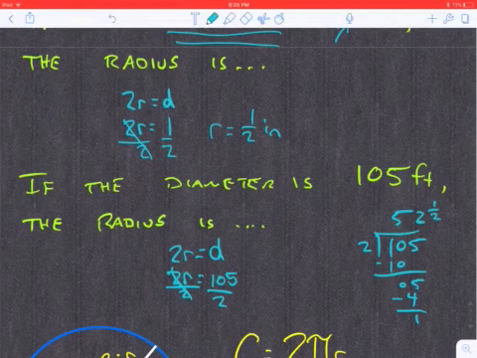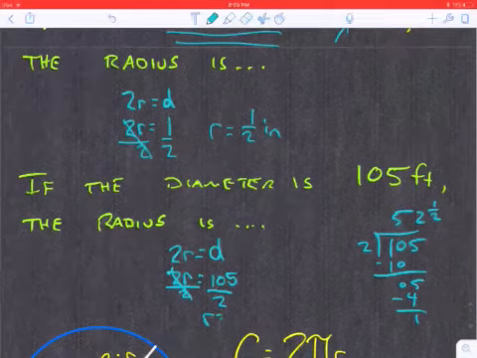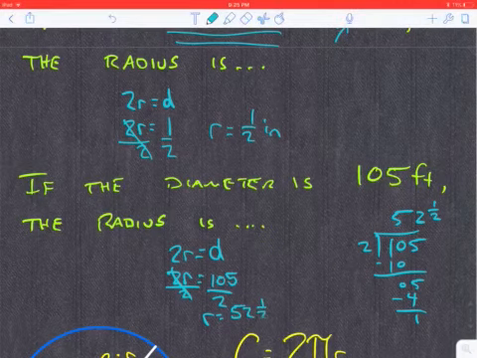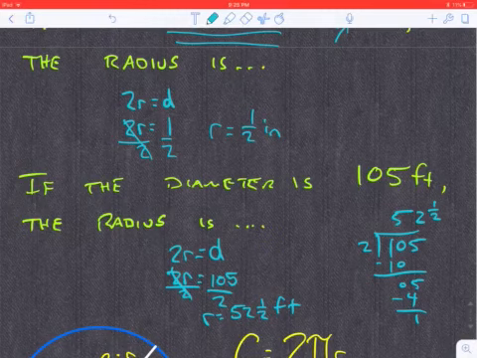And we know that r in this case is going to be equal to 52.5 feet. Okay, take a look at it, and then we'll move on.